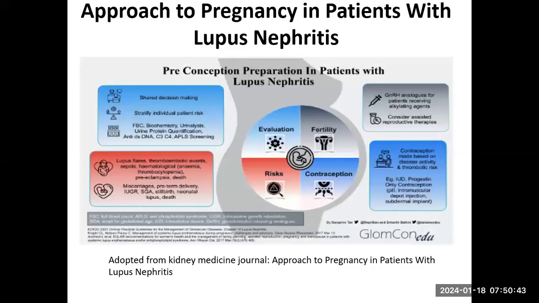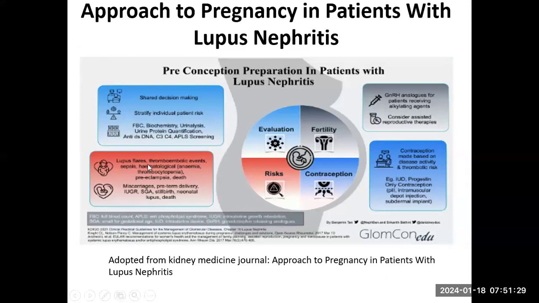This is an algorithm I adopted from the journal Kidney Medicine, summarizing preconception preparation in patients with lupus nephritis, assessing the approach to managing pregnancy in lupus nephritis. It says that the decision is a shared decision between the patient and the managing team. The patient will be stratified into high risk or low risk, and laboratory and histology investigations will be done to assess disease activity and other organ involvement.